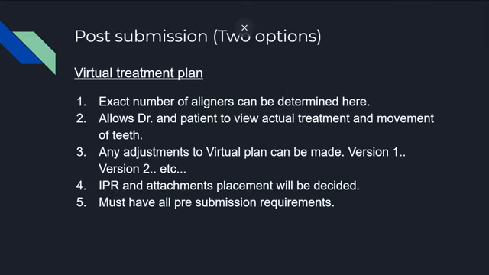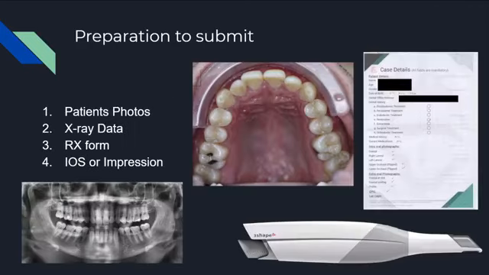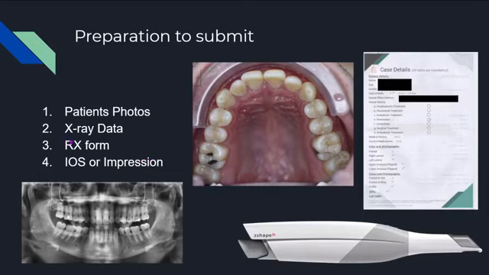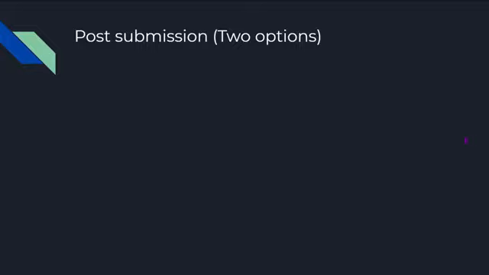When we talk about the pre-submission requirements, we are talking about this one over here. Let me just show you right here. So pre-submission requirements. You're going to need all of this information in order to go for the orthodontic virtual treatment plan. If you only want to do an orthodontic review to begin with, then you can do the patient's photos, the x-ray data, and the RX form up to 1, 2, and 3. That's how you're going to know exactly how you can submit the case.